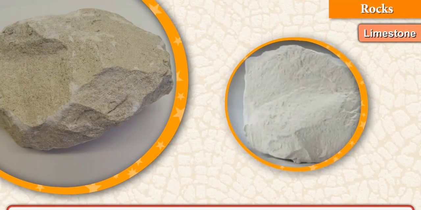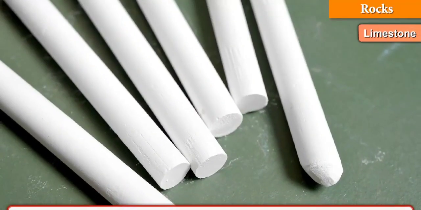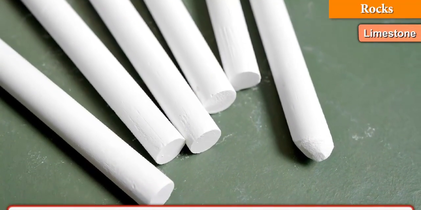Limestone. It contains the mineral calcium and shells of sea creatures. It is used to make cement, lime, glass, and bricks. Chalk is a form of limestone.